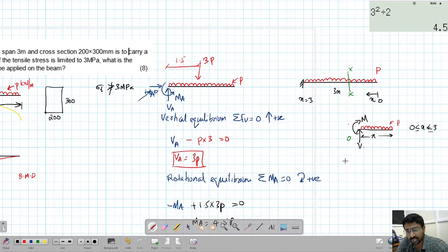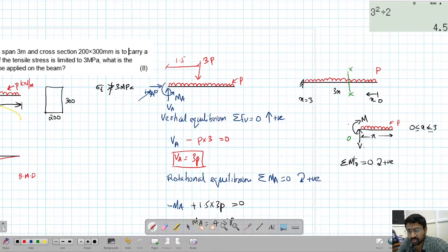Summation of moment about O equals 0, clockwise positive. The reason is that this beam is in rotational equilibrium, it is not rotating. This portion of the beam also will not rotate, so it is also in rotational equilibrium. The forces acting on the section are a UDL, a moment, and a shear force. All these keep it in rotational equilibrium.